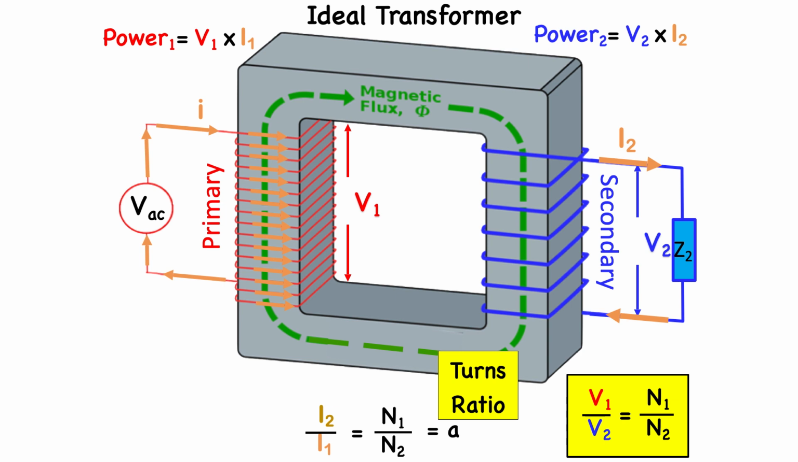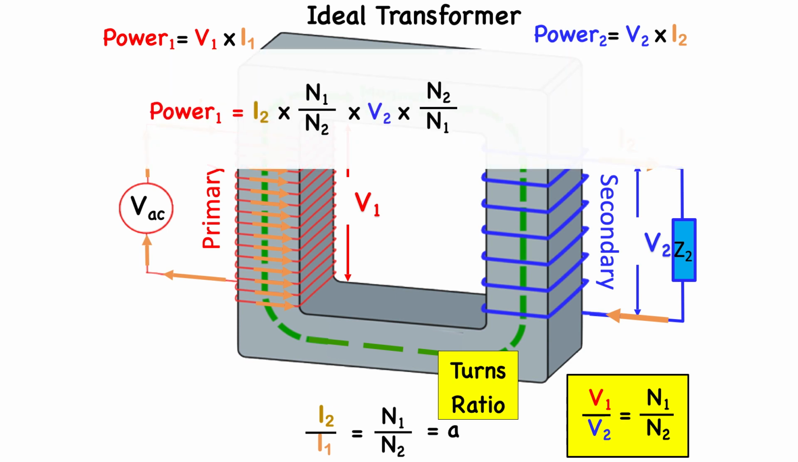Now, we can take the power flow into the transformer equation and, converting I1 and V1 to I2 and V2 using the turns ratio, we get this equation. And clearly, we can cancel out the turns numbers. In other words, the N1 in the numerator cancels out with an N1 in the denominator, and similarly, the two N2s can be canceled out as well, leaving us with V2 times I2, which is equal to the power out.